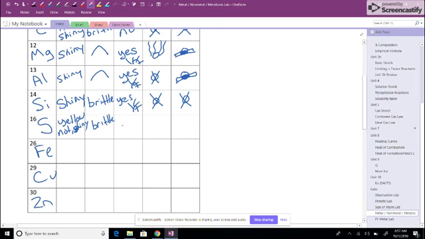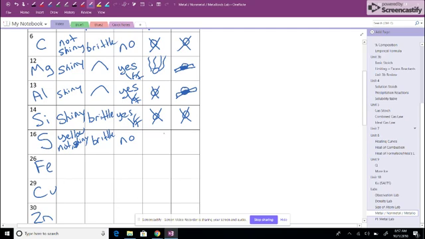I hooked my conductivity tester up to it, and nothing happened. I didn't get any flickering of the light there. So it looks like it's not conducting electricity. I put a drop of HCl on my sample of sulfur, and nothing happened. And then I put a drop of copper chloride on my sulfur, and again, nothing happened.